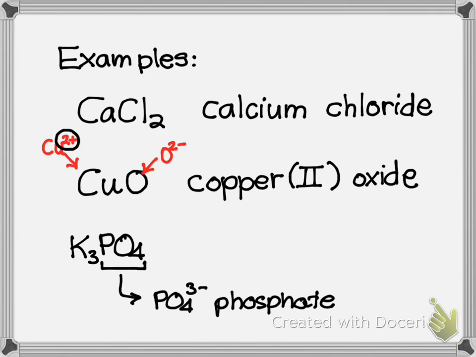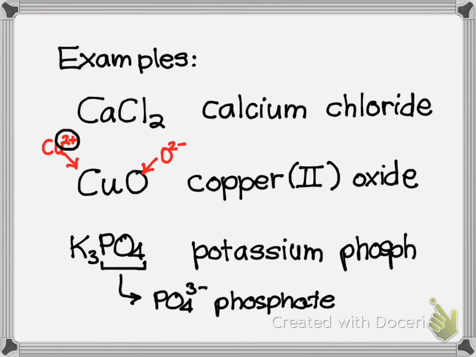I ask myself, can this form more than one charge? And it can't. Potassium's in group 1A. So I'm just going to name it the same. No Roman numerals because it only forms one charge. So that's the same as the element. And then when it's a polyatomic ion, we follow it by the name of the polyatomic ion.